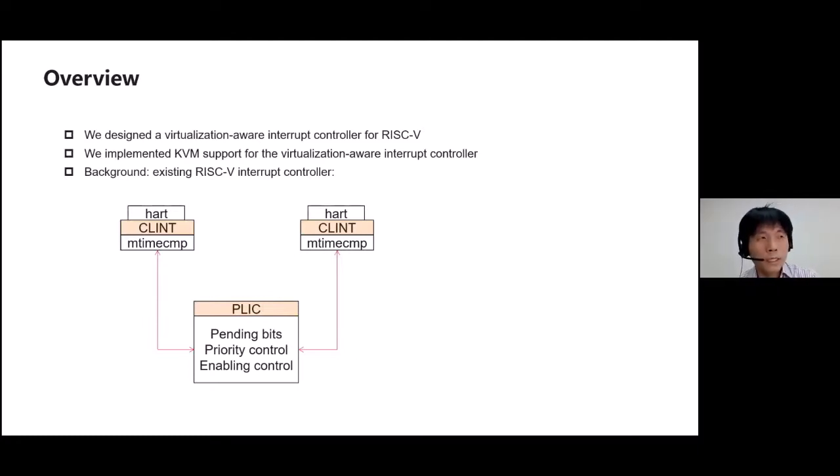interrupt controller as needed. The existing interrupt controller on RISC-V consists of two parts, the CLINT and the PLIC. The CLINT mainly contains a local timer CSR called mtimecmp. The PLIC acts as the routing unit, so to speak, for external interrupts and software-generated interrupts. It contains the various controls and status bits for the interrupt sources. I'll skip the details of these. Please refer to the specs if you're interested.